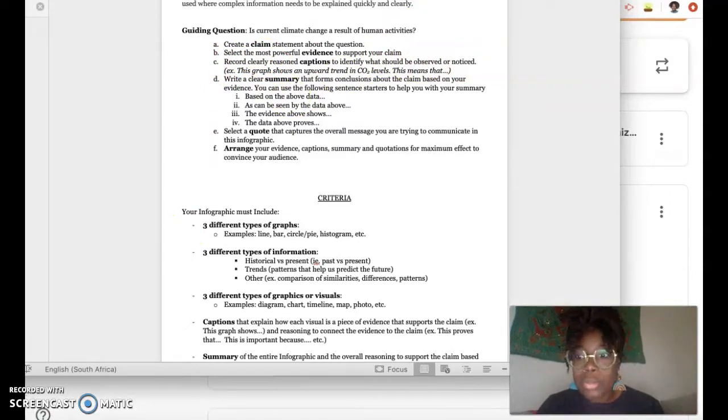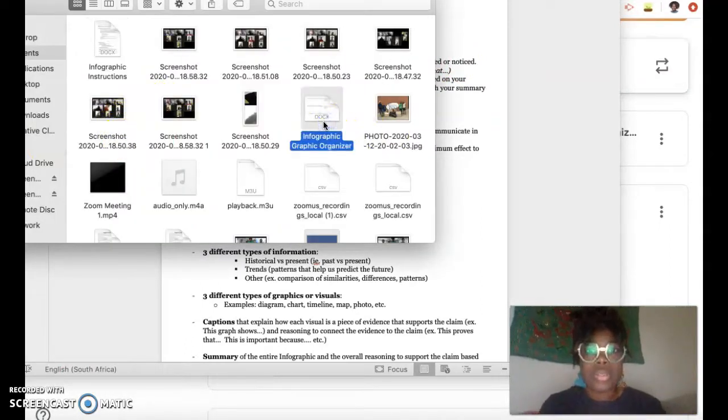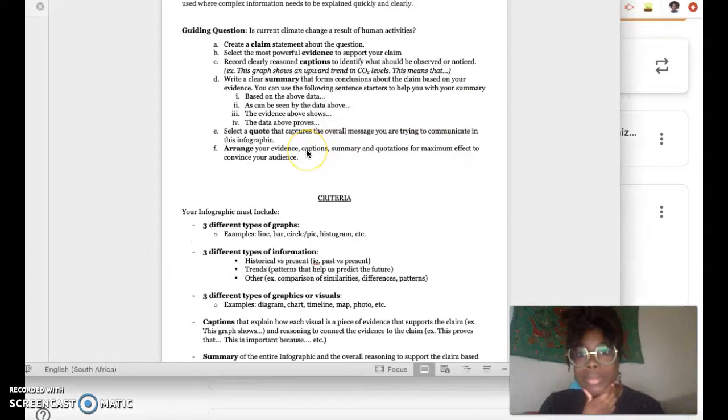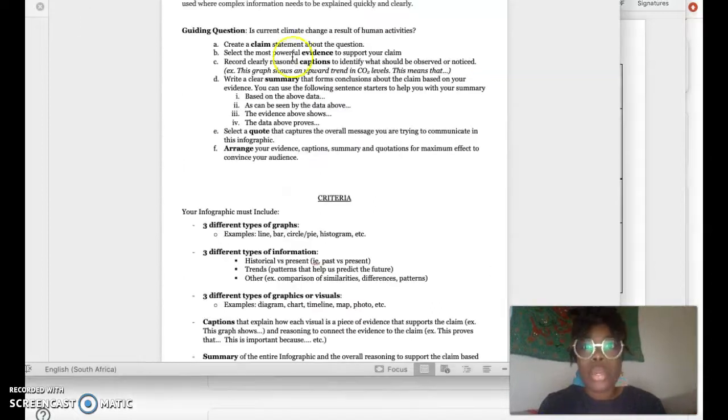So I'm going to go to the graphic organizer, just to show you where that information would be. Okay. All right, so where it says here, explain the evidence, how do you know, and write a summary of the information in your graphs and its relationship to climate change. You're using the graph that you put in your graphic organizer. You're using that to explain your claim statement.